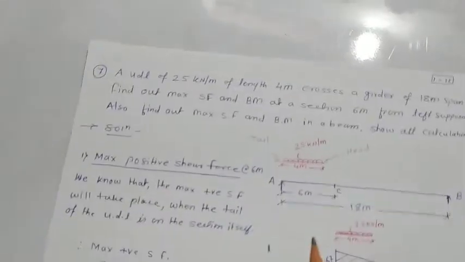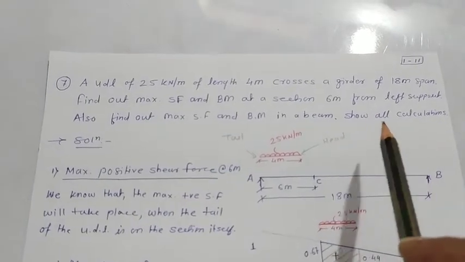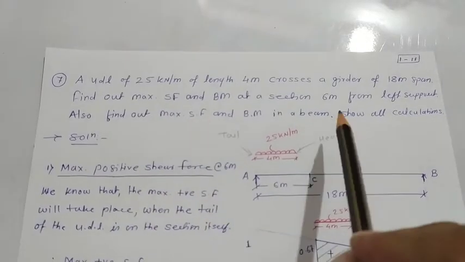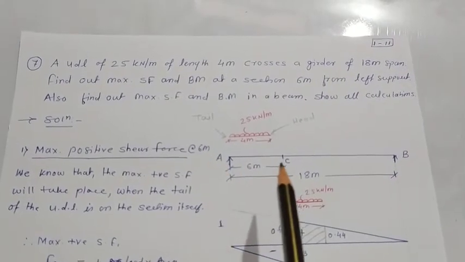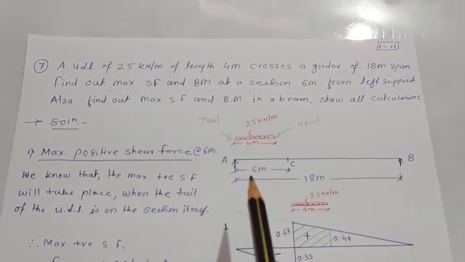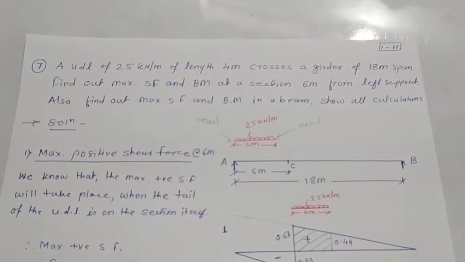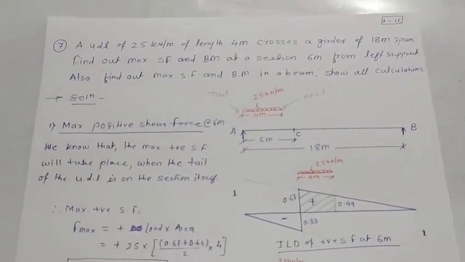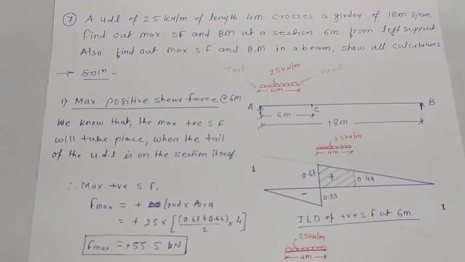Also find maximum shear force and bending moment in a beam. Show all calculations. Okay, so this one is the UDL traveling from left to right. The span of beam is 18 meter. We have to find out first value at section C, that is 6 meter away from A, and second value, we have to find out the maximum shear force and bending moment in the beam. As we know, the maximum shear force is developed over the support and maximum bending moment will develop on the center. Okay. So, let us see one by one.